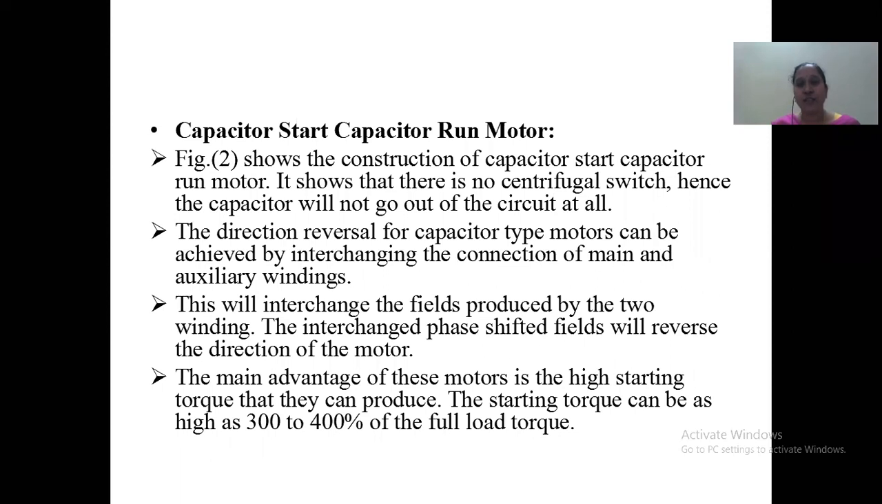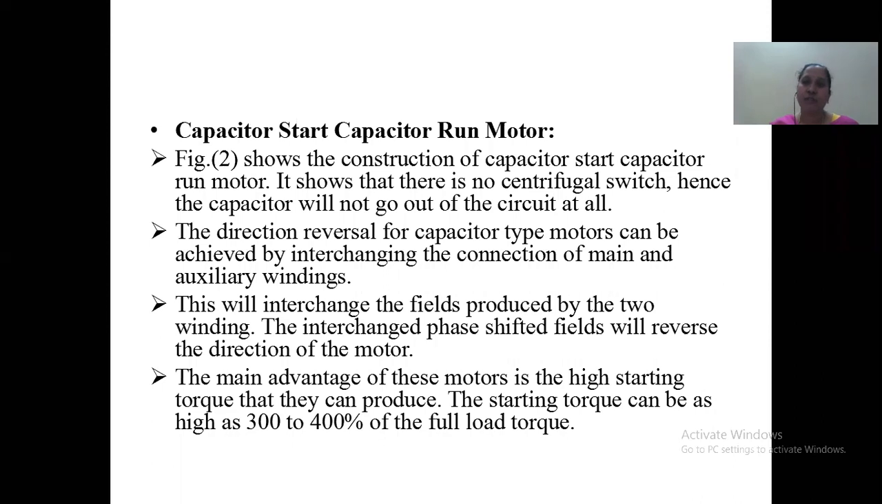The direction reversal for the capacitor type motors can be achieved by interchanging the connection of the main and the auxiliary windings. See here. So operation is always the same thing. When the switch is on, during the initial conditions, the starting torque is achieved by the phase difference between the IM and the IST currents. One is a leading one and the other one is a lagging one. So there will be a larger difference between those two, and a very high torque is produced during the initial conditions.